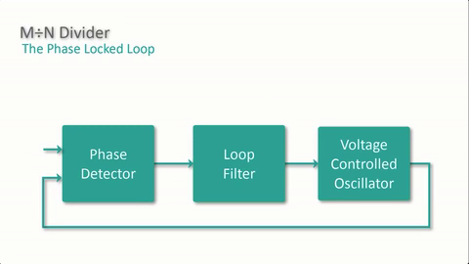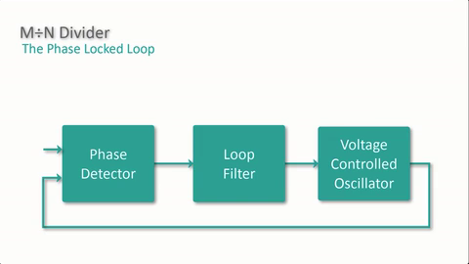This is a basic phase-locked loop. Every PLL contains 3 main blocks: a phase detector, a low-pass analog filter, and a voltage-controlled oscillator. And that's it. I mean, it looks pretty simple, but there's actually a lot going on here.